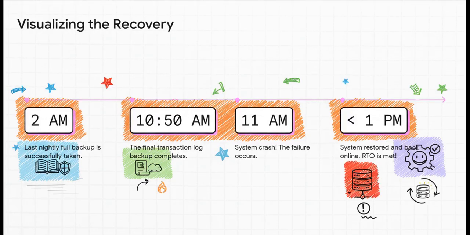Their plan was smart. A full backup every night at 2 a.m., and then those detailed transaction log backups every 10 minutes. So when the system dies at 11 a.m., the team jumps into action. They restore that big 2 a.m. backup, then they apply all the little log backups, one by one, right up to the last one they have from 10:50 a.m. This means they only lost 10 minutes of data, easily beating their 15-minute RPO. And because they've practiced this, the whole process is smooth, and they get the site back online well before 1 p.m. RTO met. That's a perfect execution of the plan when it mattered most.